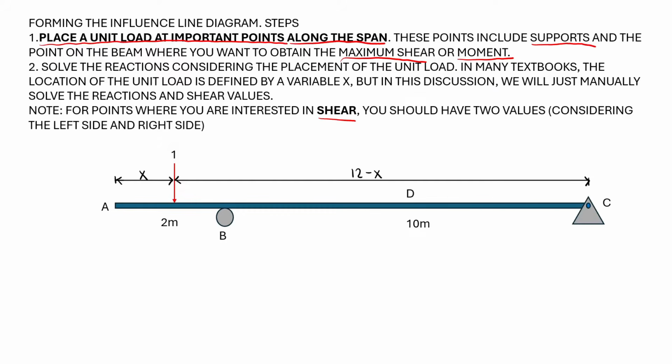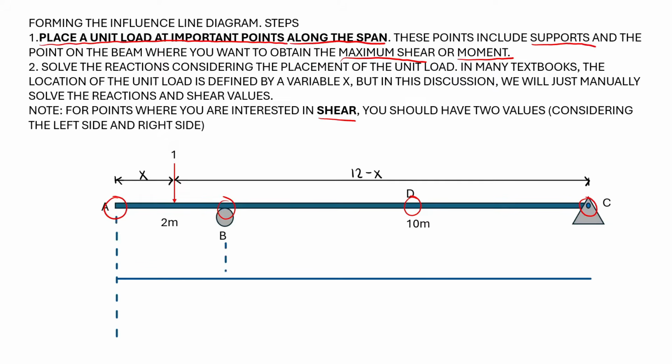And so now, since we want the shear at the midspan, which is at point D, again, the midspan is only considering this simply supported span. That's why it's here and not at 6 meters. So that's also something you should remember. And so now, let's project a line from our important points. Now our important points are A, B, D, and C. And so we have this.